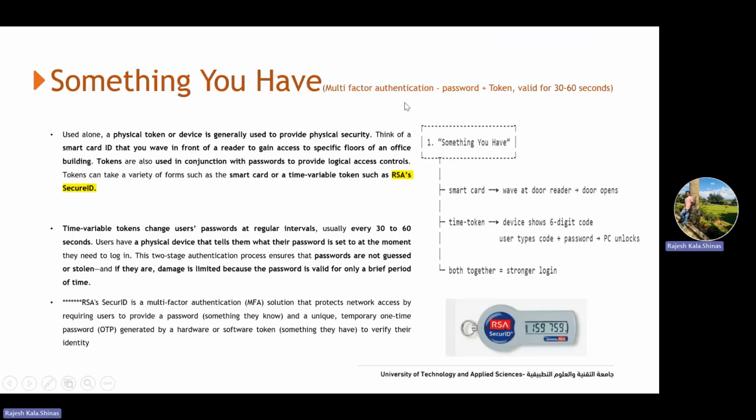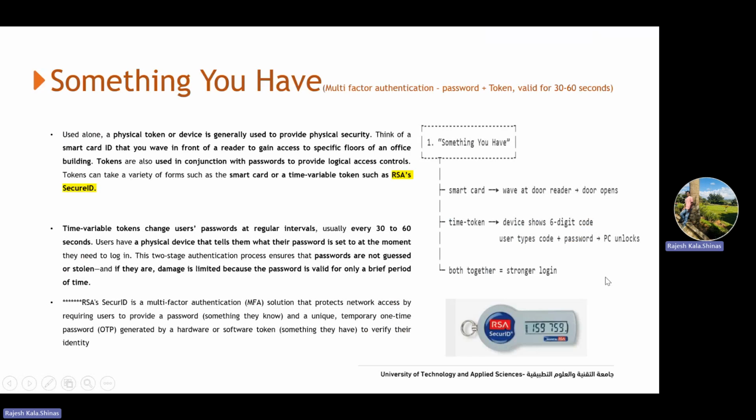Then something you have. Something you have means only I have this thing. Either I have a smart card, so I enter the room by swiping my smart card, my ID card. Then a time token. There is a device like RSA SecurID. When I press the button, it generates a 6-digit code. So whenever I log into my device, I can use the code plus the password I know, and my PC will unlock. The third way is both together: this card plus this time token.